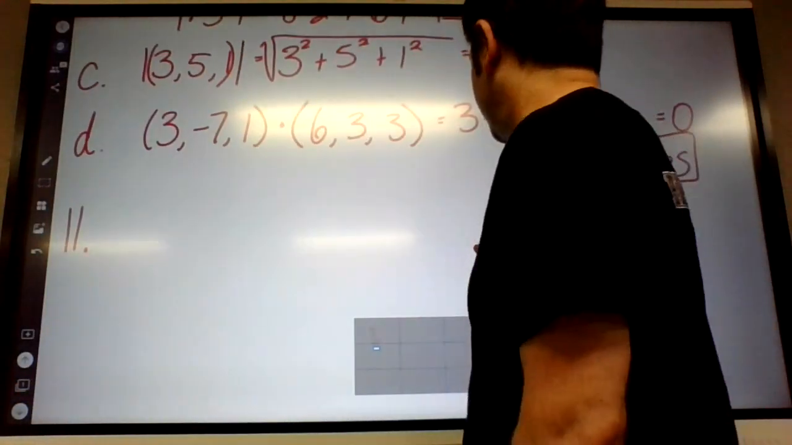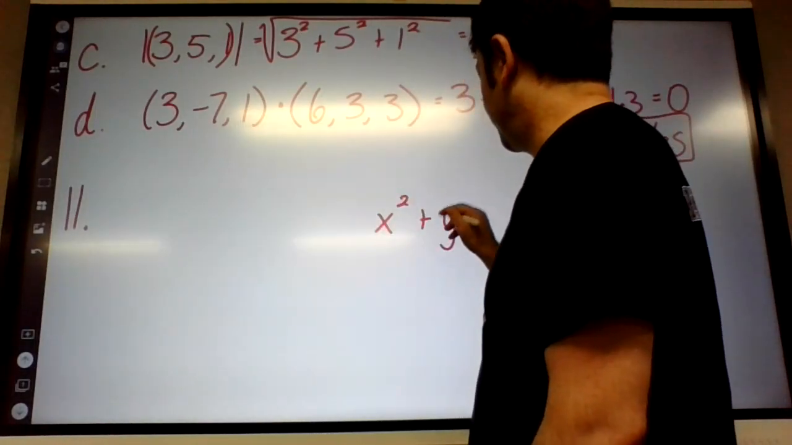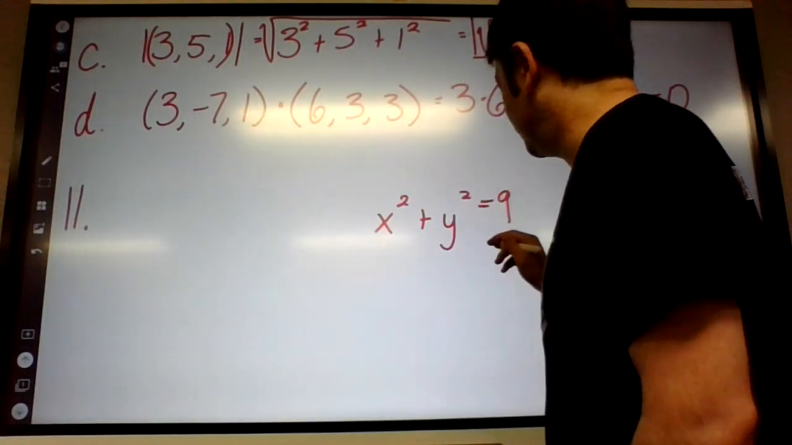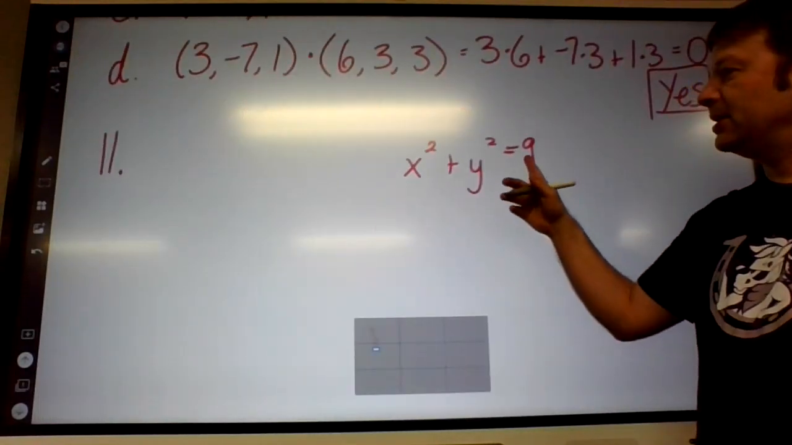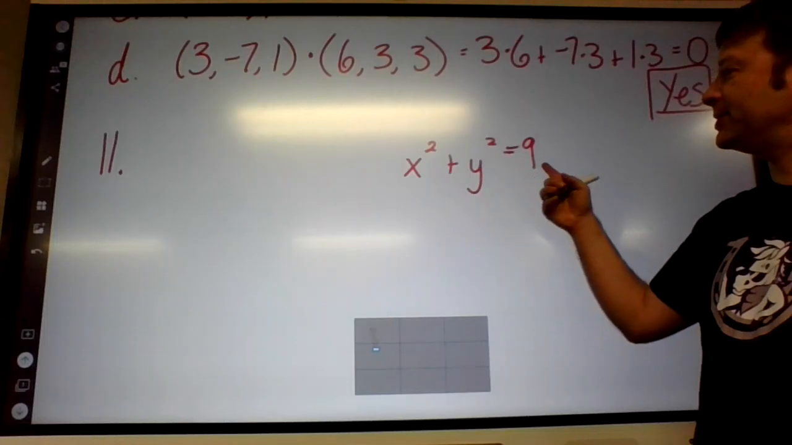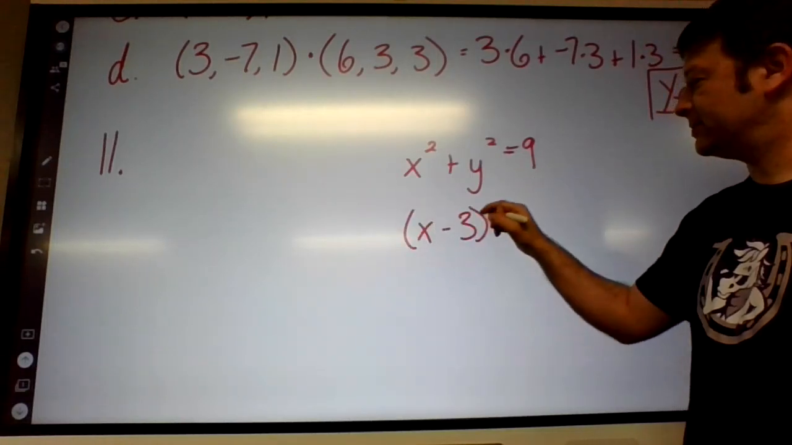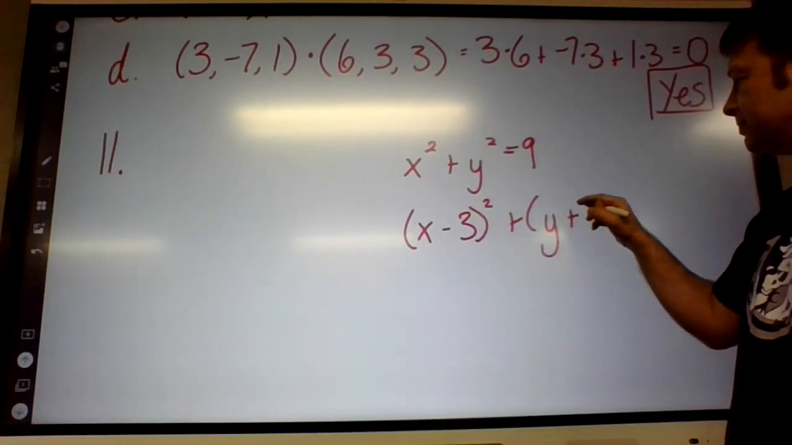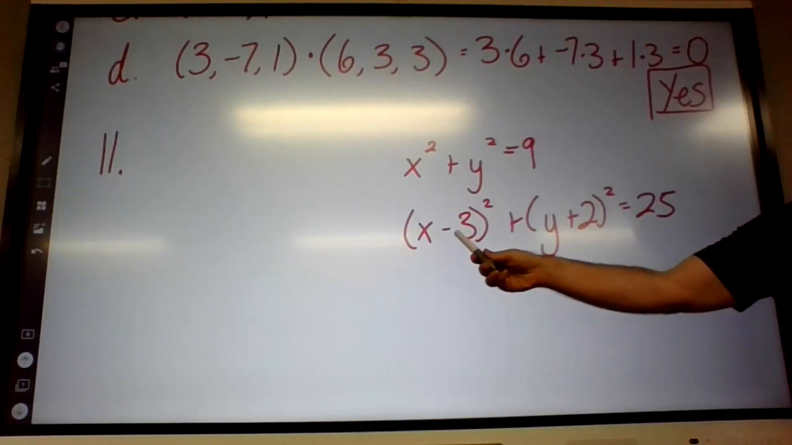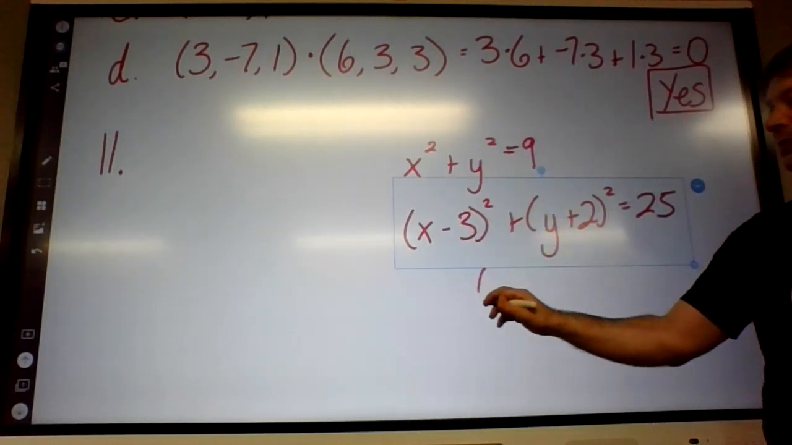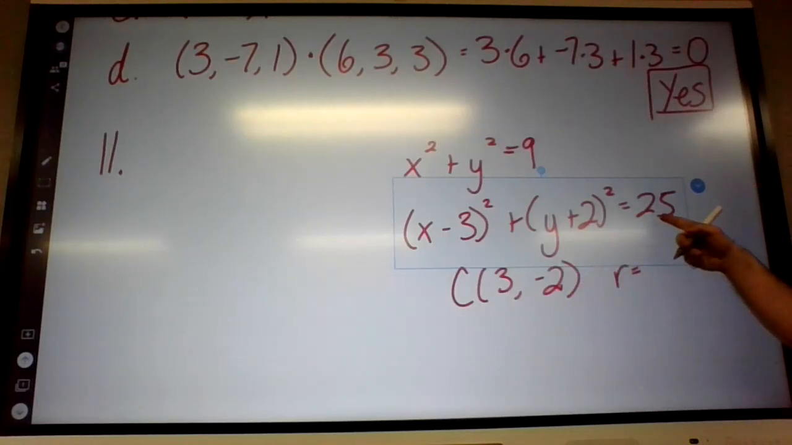Alright, I'm guessing you guys forgot this too. They're talking about spheres a little bit. Do you guys remember on a normal graph what shape this makes? X squared plus y squared equals 9 makes a circle with radius 3. And if you do this, so this would be a circle, but it moves right 3, down 2. So the center of this circle would be a positive 3, negative 2, and the radius of the circle would be 5.